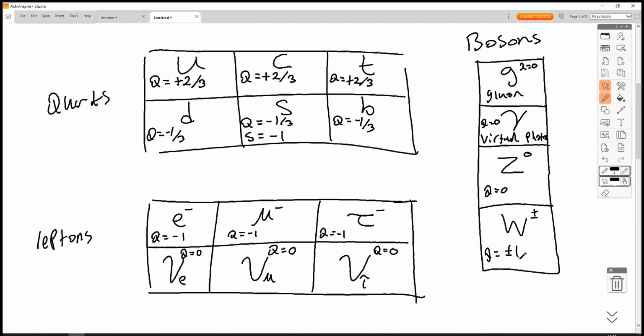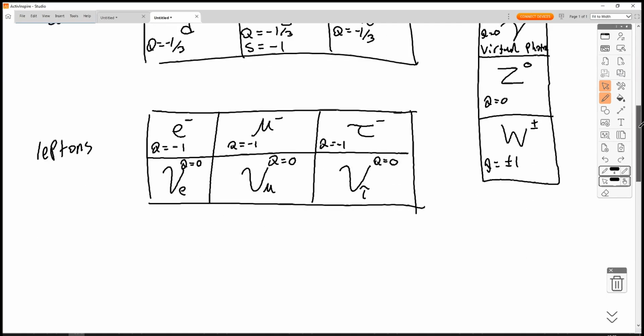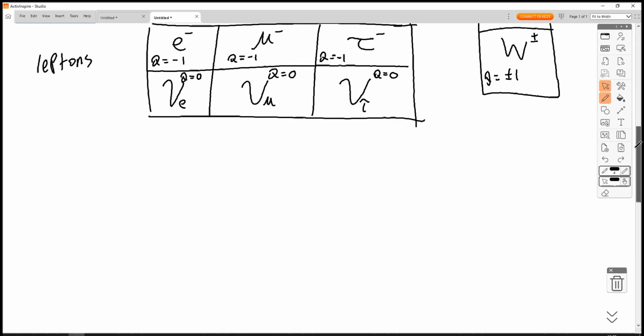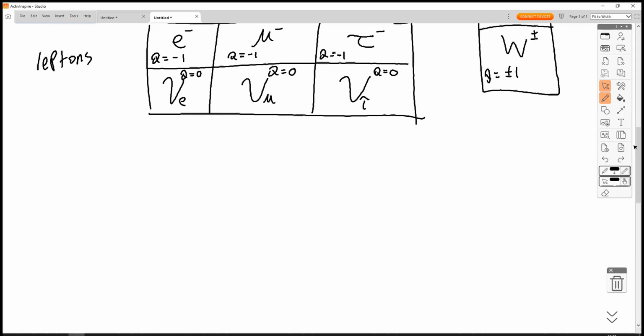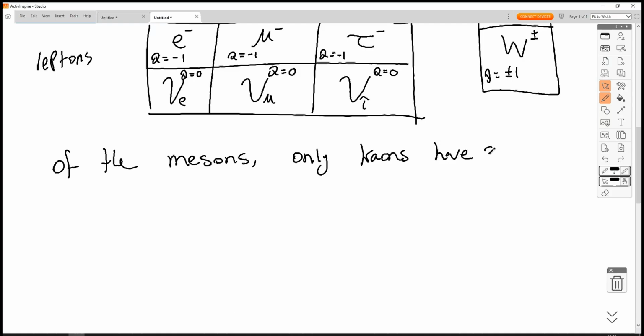Now, going back to the particles we had last time that I put in the table. So, out of the mesons, only the kaons have strangeness. So the pions don't have strangeness.